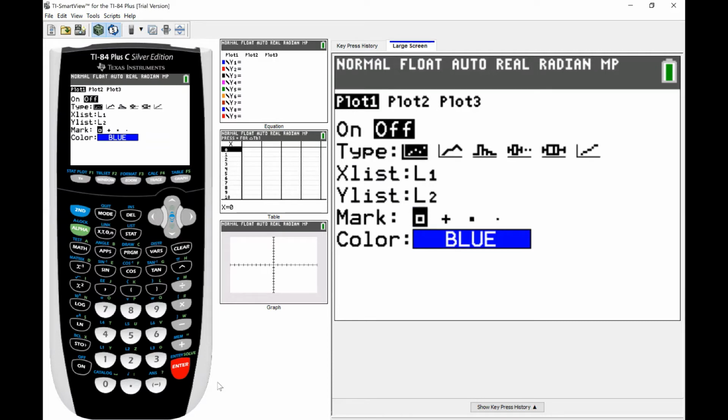I'm going to make sure on is highlighted. I'm going to press enter again. And this just tells me what it all is. I've got the on type. It's going to plot a bunch of dots. Everything in list 1 are x values. Everything in list 2 are y values. It's going to plot little squares and they're going to be plotted in blue.